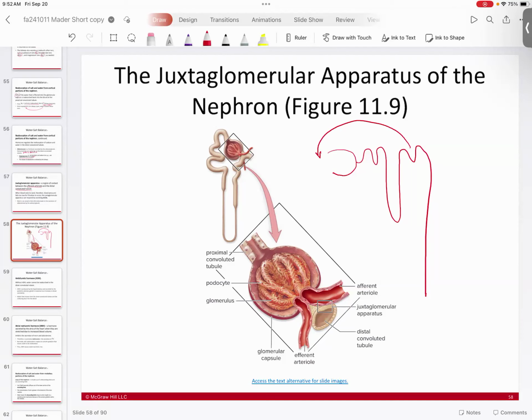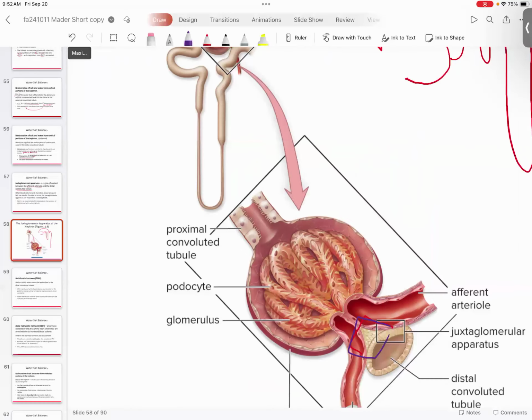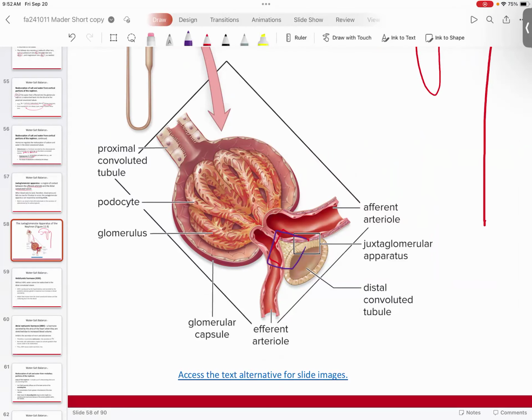And when it does, this is a cross section of it. So you can see there's a little mass of cells right here in this region. And this mass of cells is the juxtaglomerular apparatus. It has two different pieces. One part of it is the distal convoluted tubule cells. These are what's called the macula densa cells. And then this little wedge of cells that are smashed in between the afferent arteriole and the distal convoluted tubule are called the juxtaglomerular cells. Together, they form the juxtaglomerular apparatus.